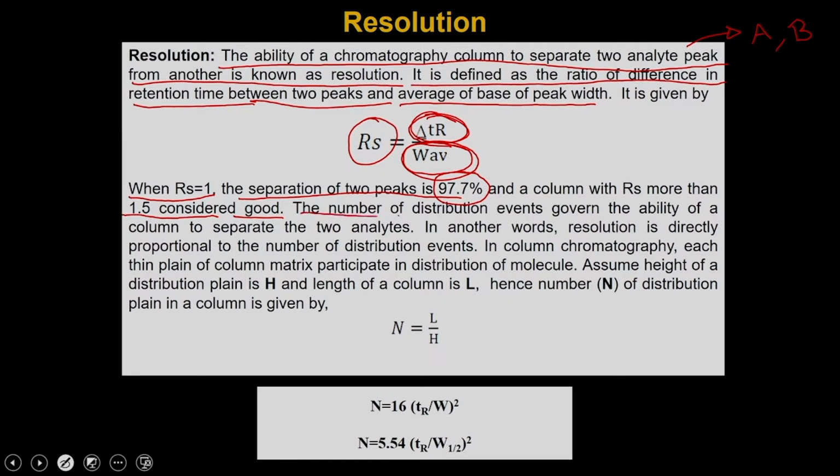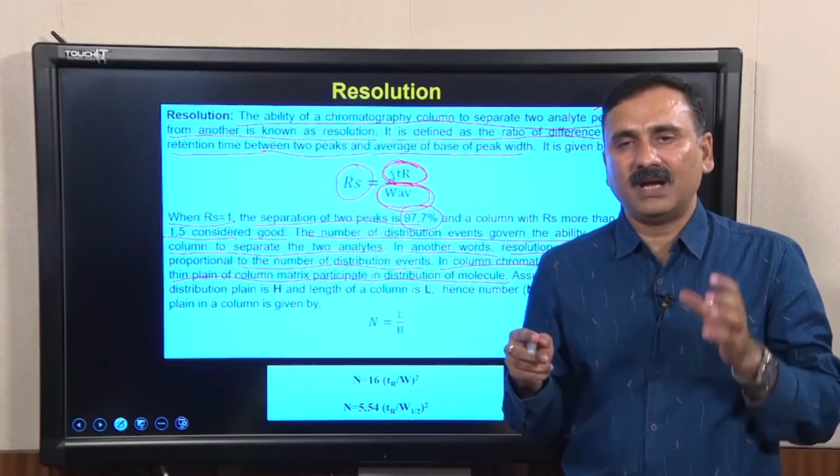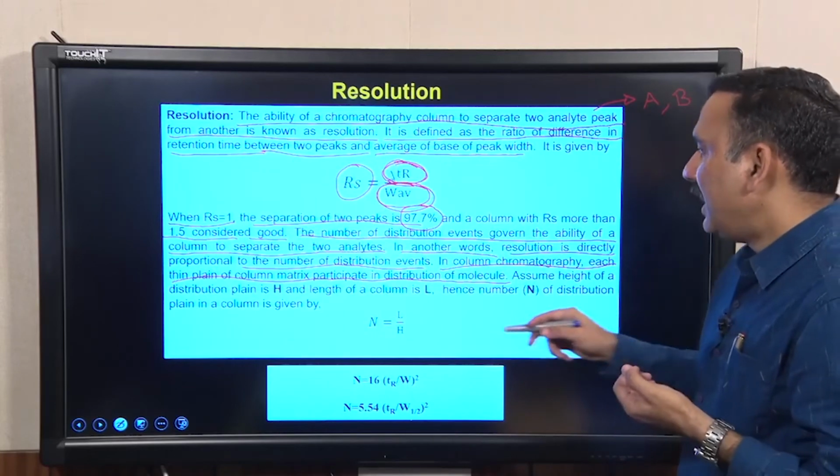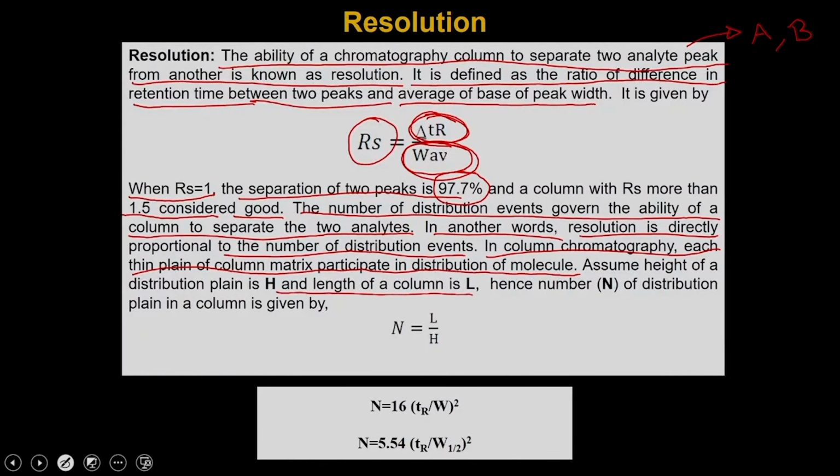The number of distribution events governs the ability of a column to separate the two analytes. In other words, resolution is directly proportional to the number of distribution events. In column chromatography, each thin layer of the column matrix participates in distribution of the molecules. So, you can assume that the height of a distribution plane is h, which means the beads you are using have a diameter of h, and the length of the column you are taking is L.